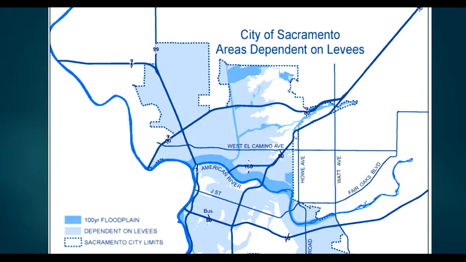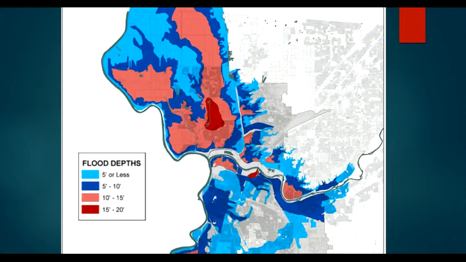Here is a map called City of Sacramento Areas Dependent on Levees. I just want to draw attention to the Natomas area, which is here. And from the key, you can see that most of the Natomas area is highlighted in the blue that indicates dependent on levees. And close to the American River here, it highlights that it is within the 100-year floodplain. Due to the dependence of this area on levees, we can see how vulnerable it is if there were a levee failure.